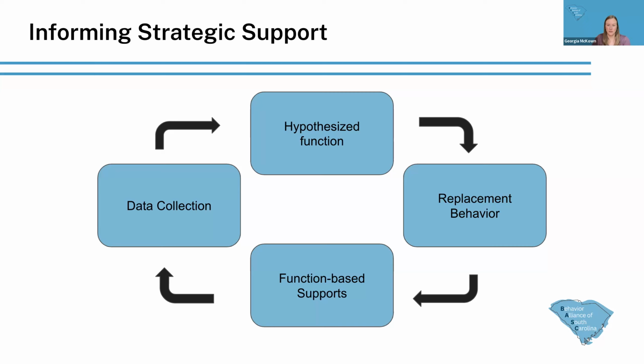We'll then move to data collection again to see if our strategies are working. If they're not, we can use our new data to make adjustments to the hypothesized function, the proposed replacement behavior, or our function-based supports as needed.